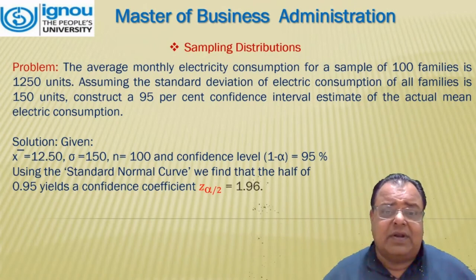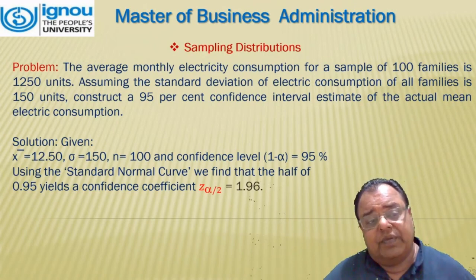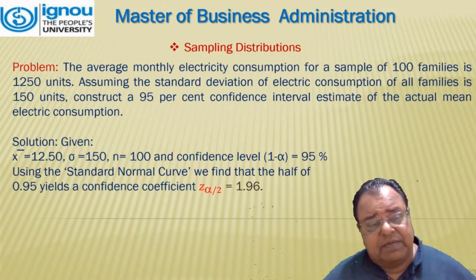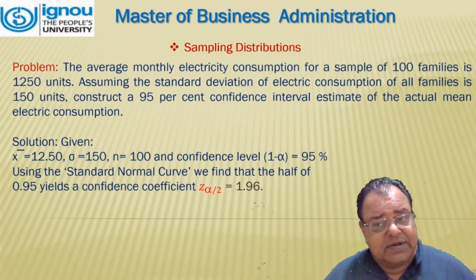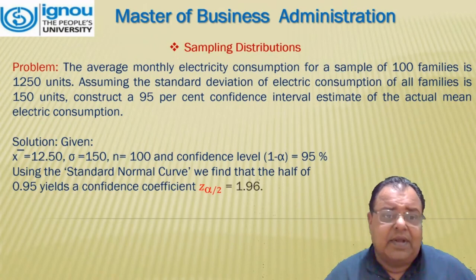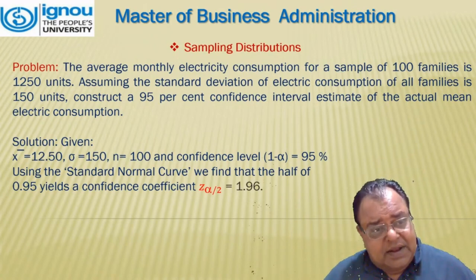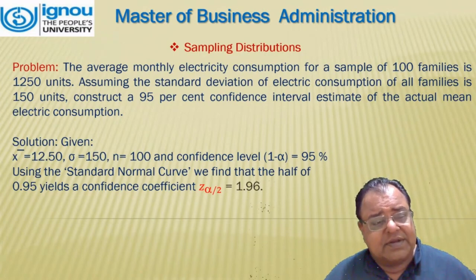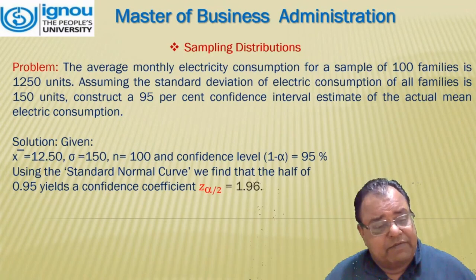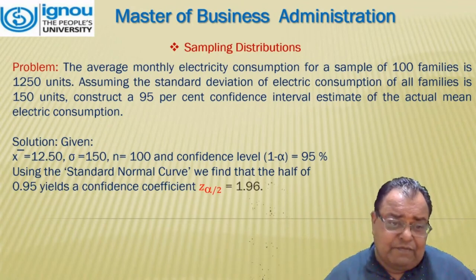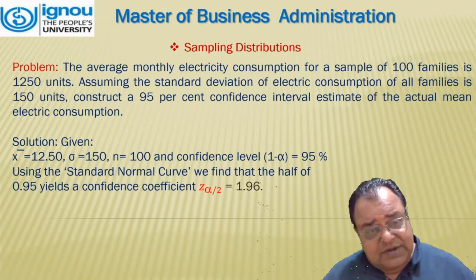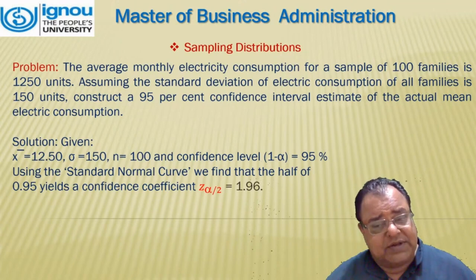Now the thing is that first of all, we have to convert the given information into our mathematical form. We are talking about 100 families. That means n will be 100. Your monthly consumption is given. It is the mean. X bar will be 1250 divided by 100, which comes out to be 12.50. Your standard deviation is given to you as 150. And you are being asked to construct a 95% confidence level.